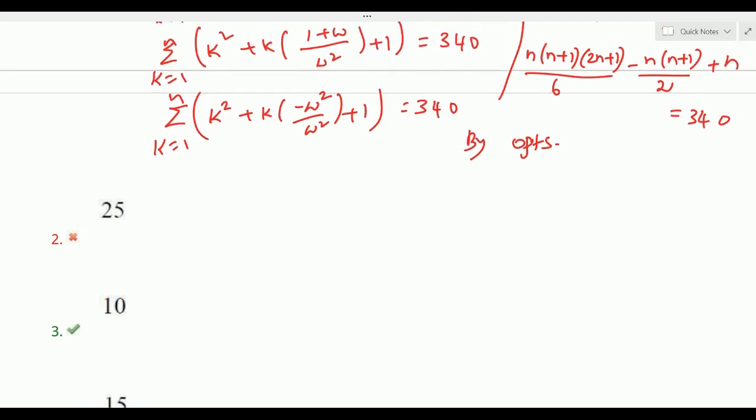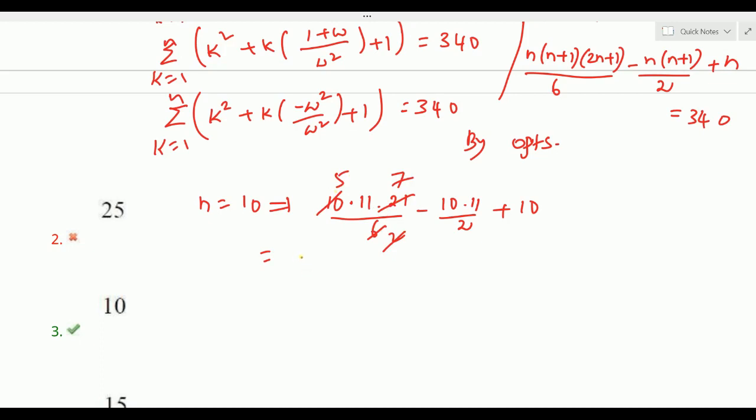n is equal to 10 పెట్టాను అనుకోండి. సో దట్ ఈస్ 10 ఇంటూ ఫస్ట్ టర్మ్ 10 ఇంటూ 10 ప్లస్ 1 11 ఇంటూ 2 10s 20, 20 ప్లస్ 1 21 బై 6 మైనస్ సెకండ్ టర్మ్ 10 ఇంటూ 10 ప్లస్ 1 11 బై 2, థర్డ్ టర్మ్ ప్లస్ 10. ఇది 340కి ఈక్వల్ అవుతుందో చూద్దాం. Therefore this is 5 into 77 minus 5 into 11, 55 plus 10.